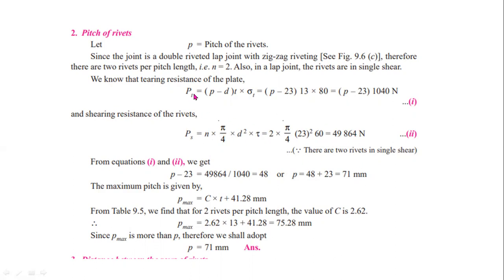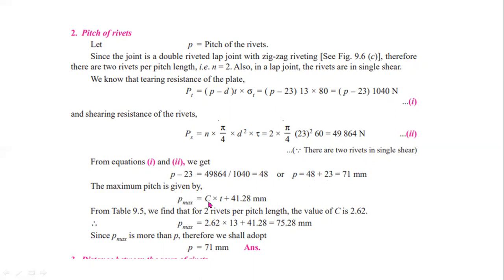So by using the tearing and shearing strength of the rivets, we have to find the suitable length of the pitch. By equating equation 1 and equation 2, you can get the value of pitch. Pitch equal to 71 mm. But from the relation, maximum pitch is equal to capital C into T plus 41.28 mm. This is the relation for determining the maximum pitch of the rivet.